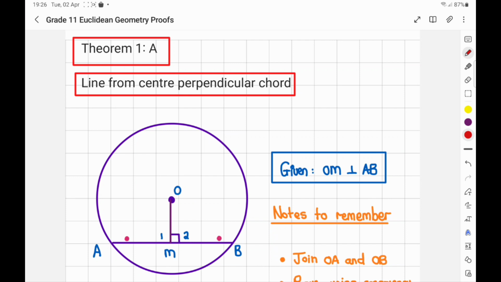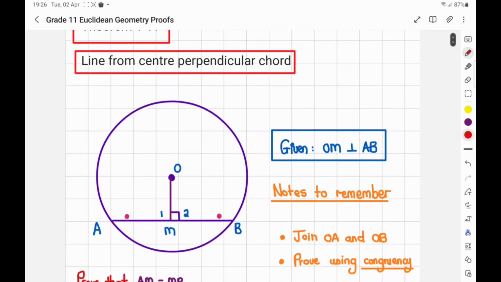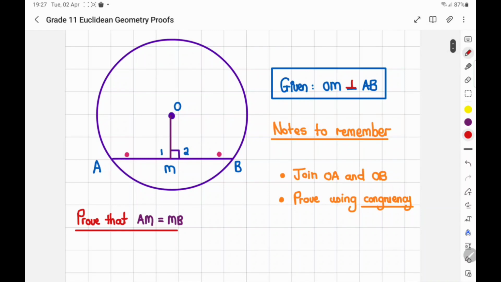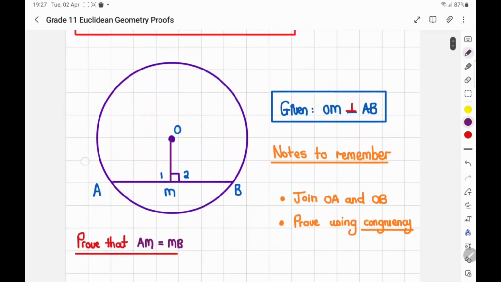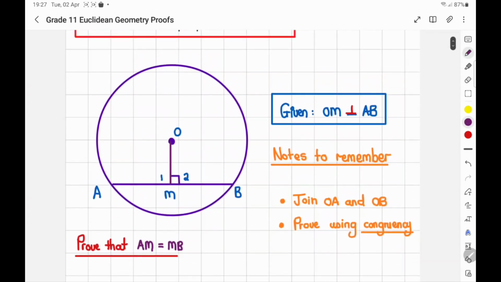Okay, so let's have a look at Theorem 1a. The line from center is perpendicular to chord. So they would give you this diagram and they will say, given that OM is perpendicular to AB. All right, so they'll give you that. And then they ask you to prove that AM is equal to MB.